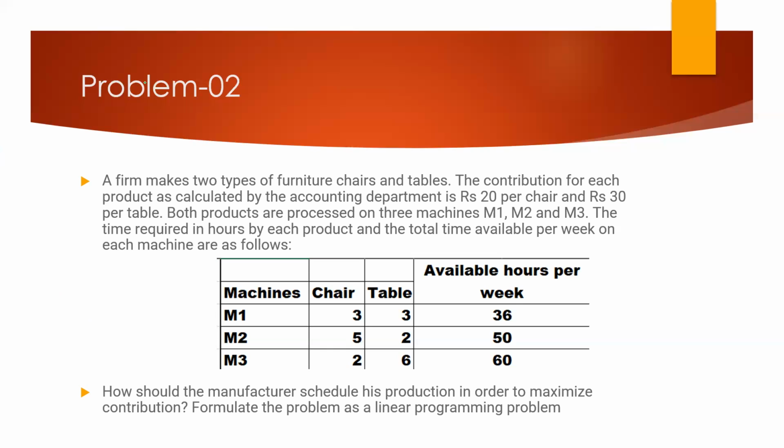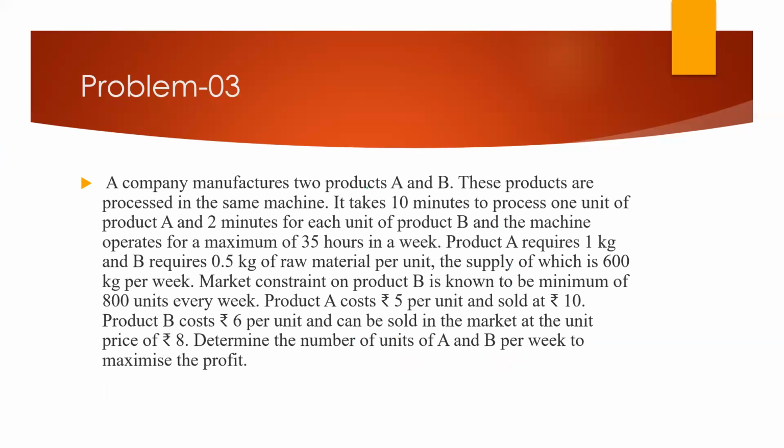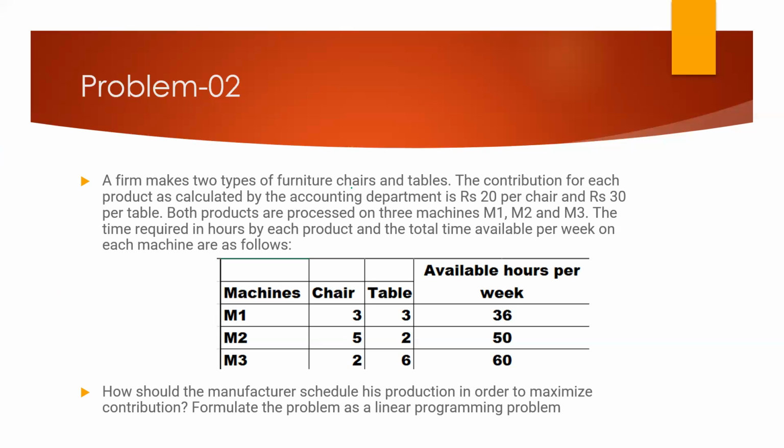See this question. A firm makes two types of furniture, chair and table. The contribution of each product is calculated by the accounting department. For the chair, the contribution is 20 rupees, and for the table it is 30 rupees.